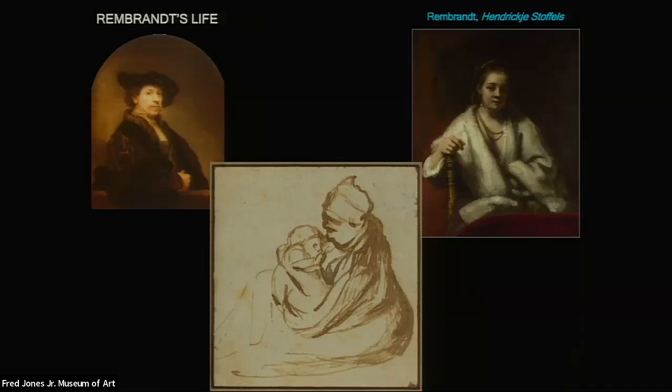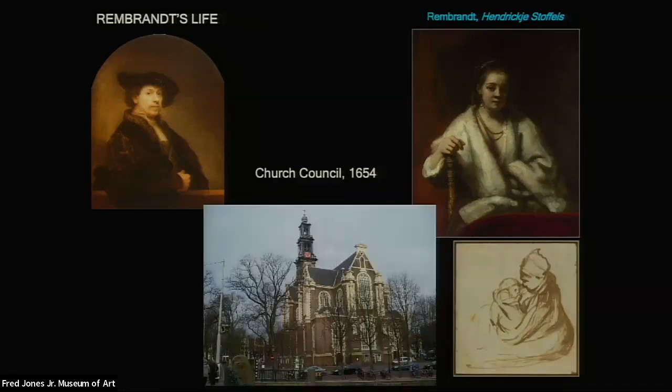This child born out of wedlock was too much for the Protestant church council. The council summoned Hendrike to appear before them, and when she refused to abandon Rembrandt, it then banned her from receiving communion, a terrifying sentence for a devout 17th century woman.